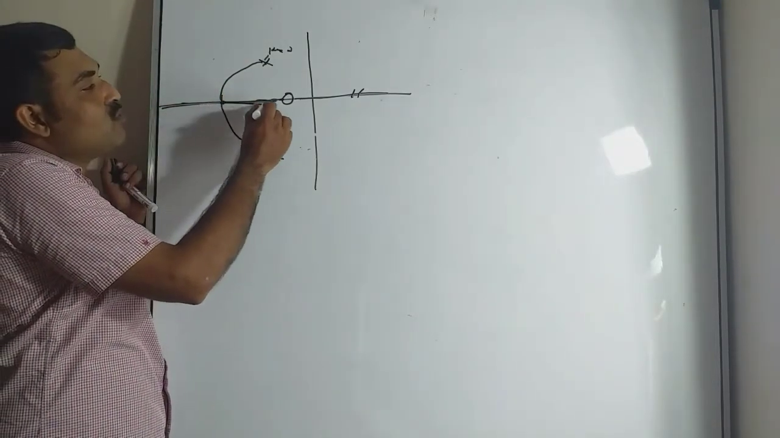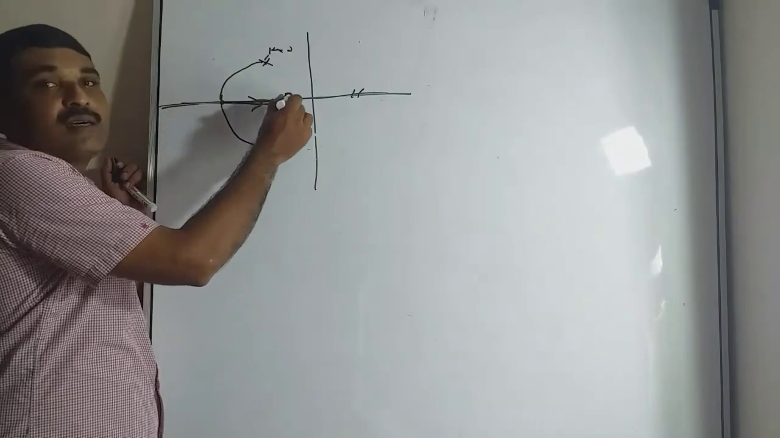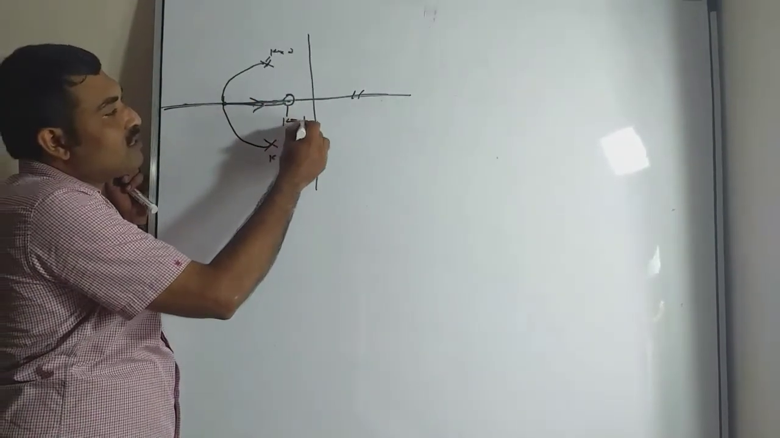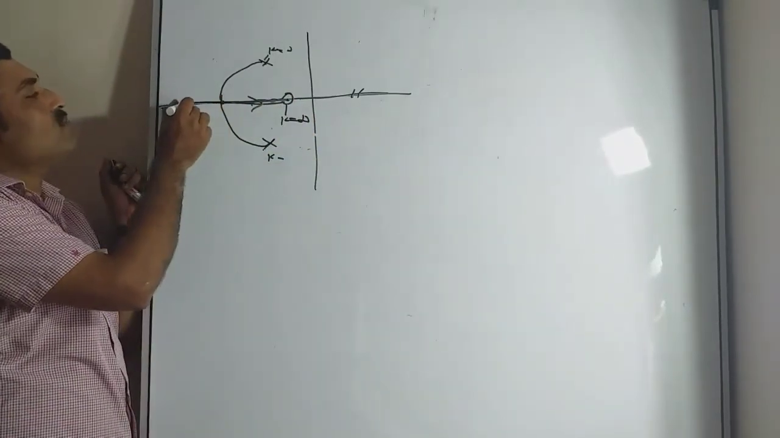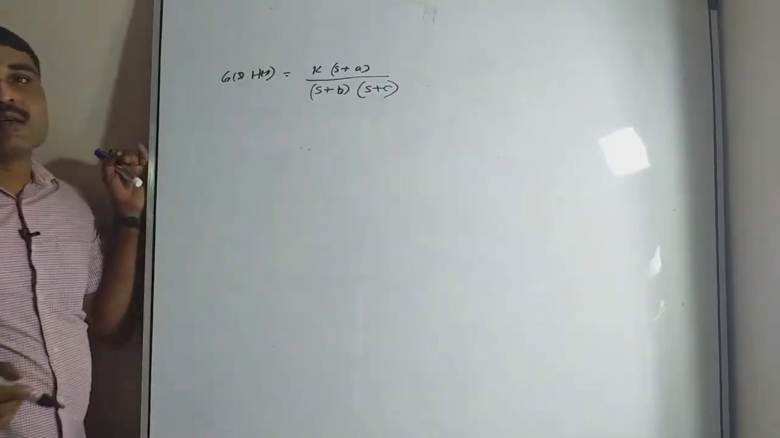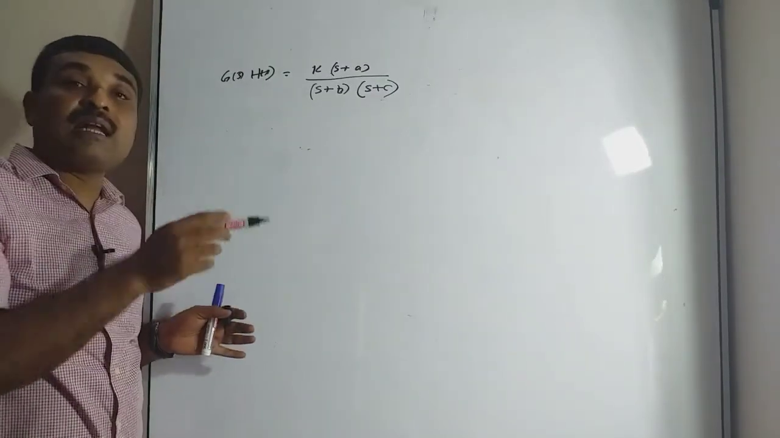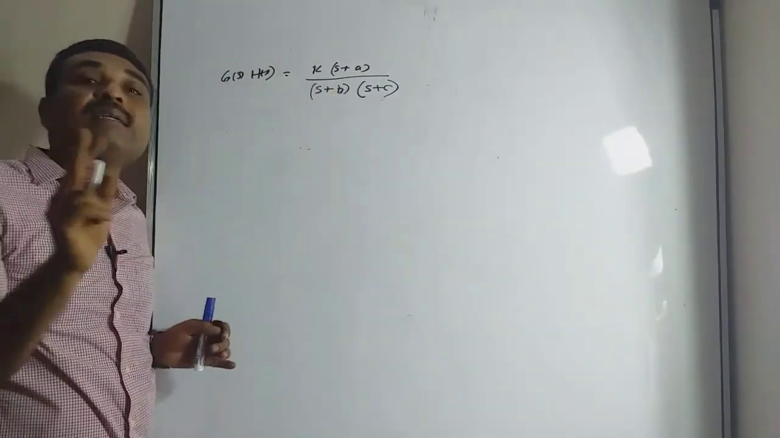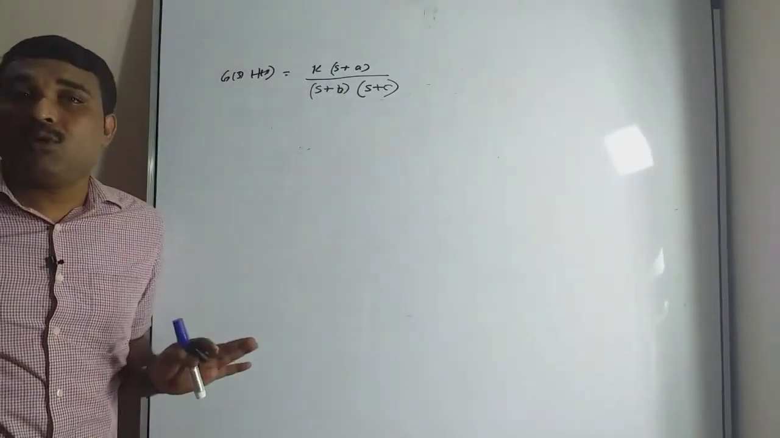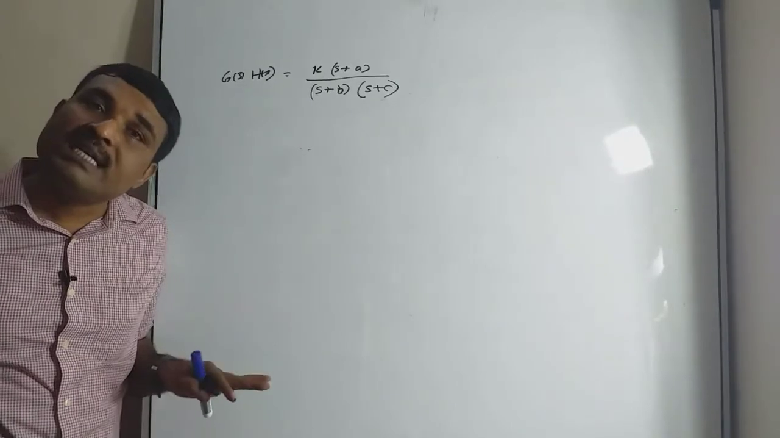One branch will move towards this zero along this real axis and terminate at k equal to infinity here, and another branch will move towards this. So this is the shape of root locus. Suppose this is our open loop transfer function. We have 1 zero and 2 poles. These poles may be simple poles or complex conjugate poles.